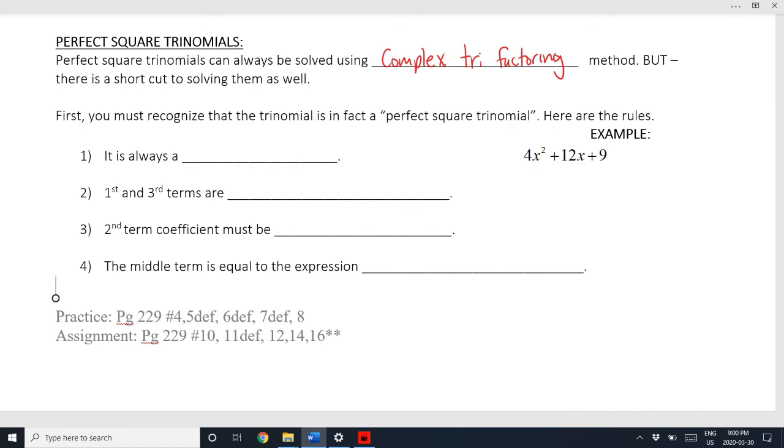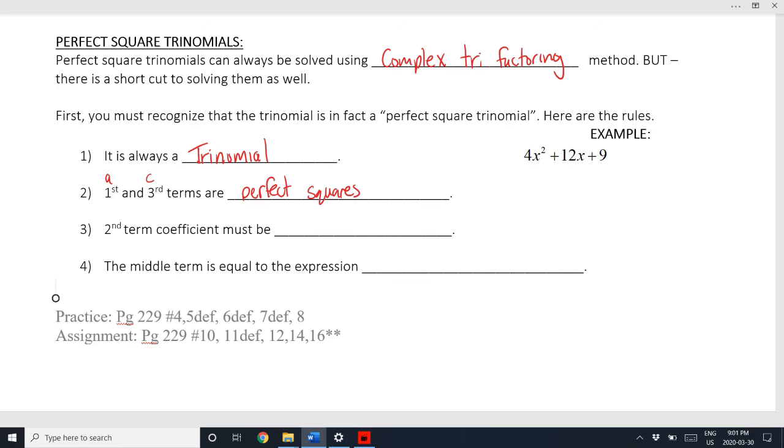First, you must recognize that the trinomial is in fact a perfect square. Here are the rules that you must follow to do the shortcut method and to recognize that it's a perfect square. So it is always a trinomial. The first and third terms, so the a and the c, are perfect squares, meaning that they're just squared numbers. And I'll show you an example of what that means in a second.